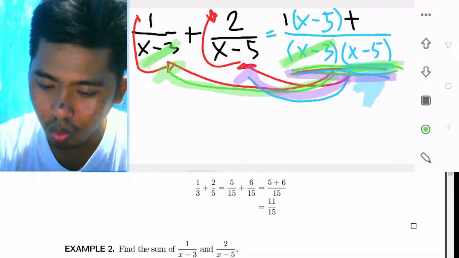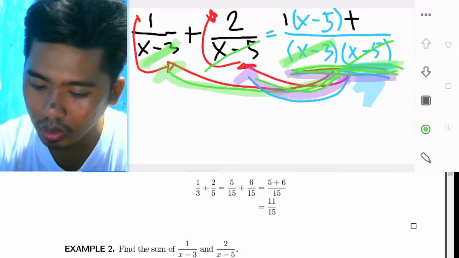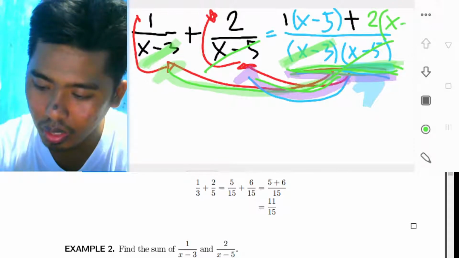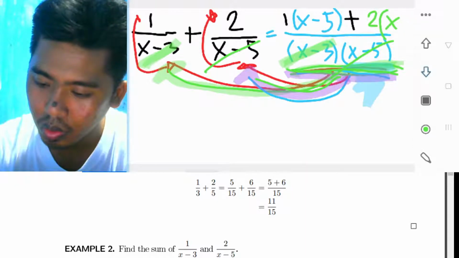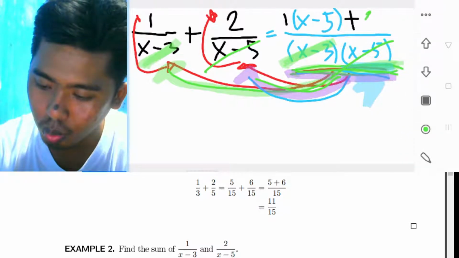Okay? So kining duha again, i-divide ani. So cancel ning x minus 5. Cancel ni x minus 5. Ang habilin si x minus 3. So, this should be 2 times x minus 3. Not x minus 5. Okay? This should be 2 times x minus 3.